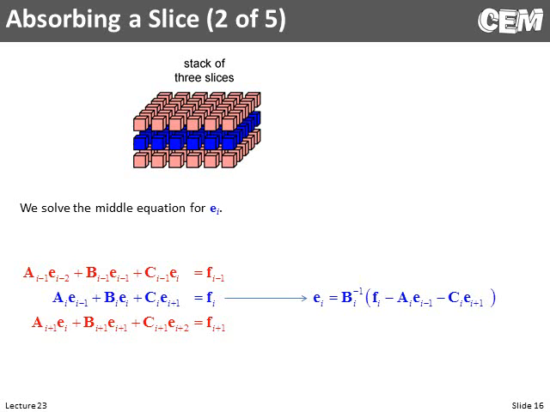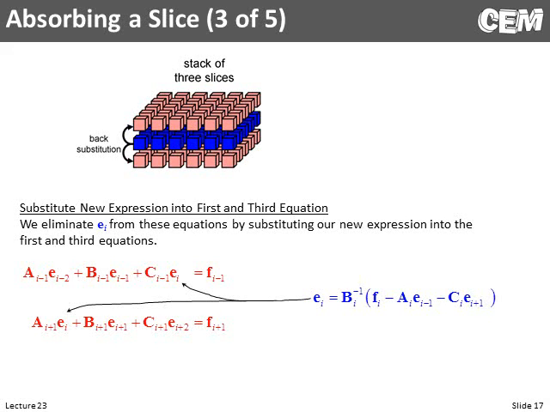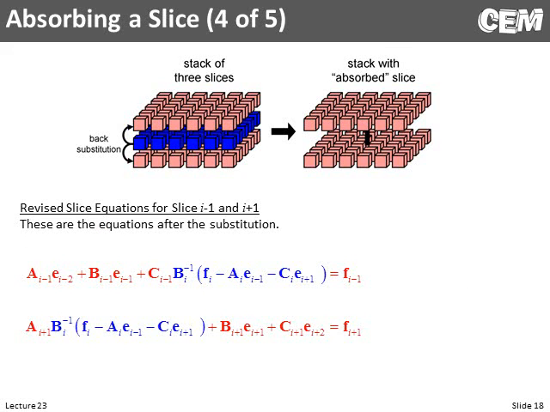So what we'll do is we'll take that center slice equation and solve it for the electric field in that slice. Then we'll take this expression for the electric field in this ith slice, if you will, and we will substitute it in to where that appears in the first and third equations. When we do that, we eliminate any reference to E sub i. We're only referencing other slices now, and we've eliminated it or absorbed it. So we substitute that in, and now we have some algebra ahead of us.